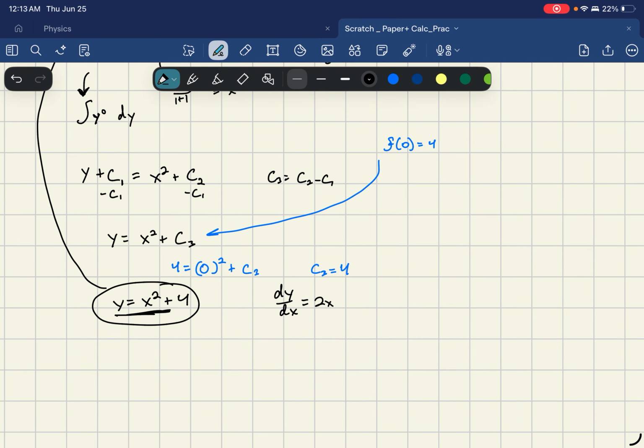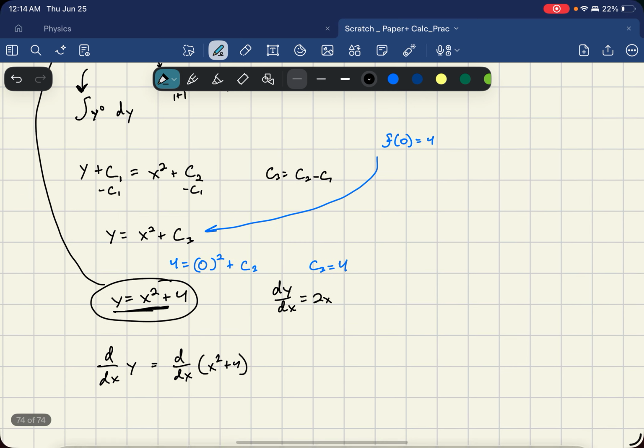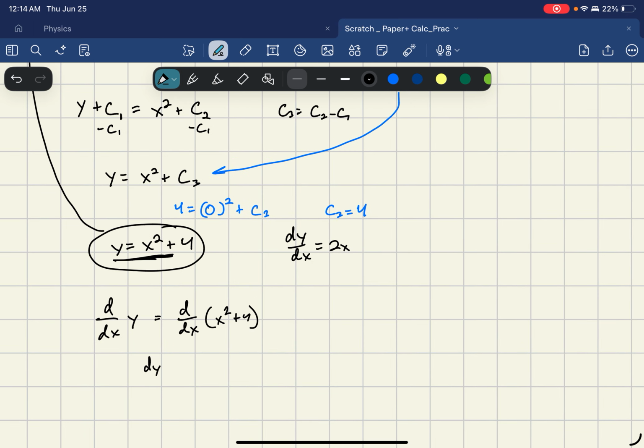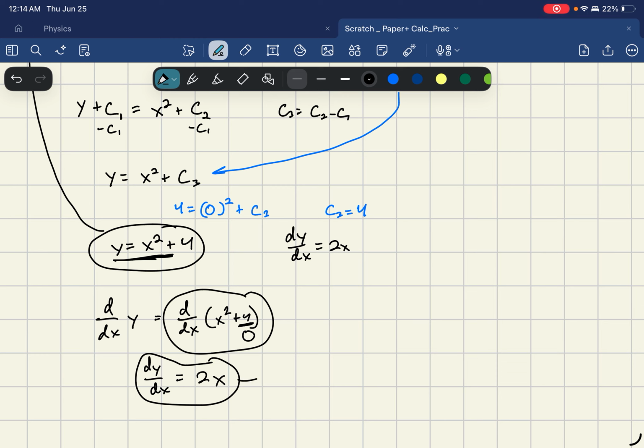So I take the derivative on both sides: d/dx of y is equal to d/dx of x squared plus 4. The derivative of y with respect to x is just dy over dx, and the derivative of the other side with respect to x is 2x, since the derivative of 4 is 0. As you can see, our final solution satisfies our differential equation.